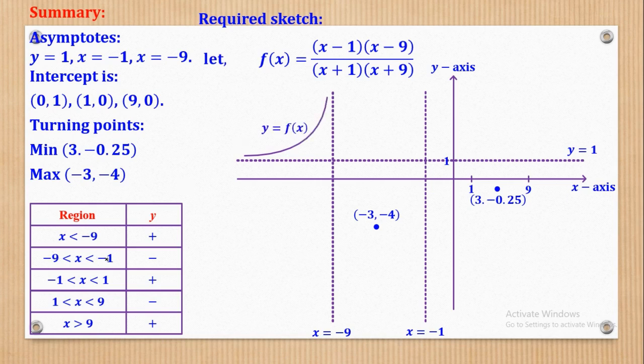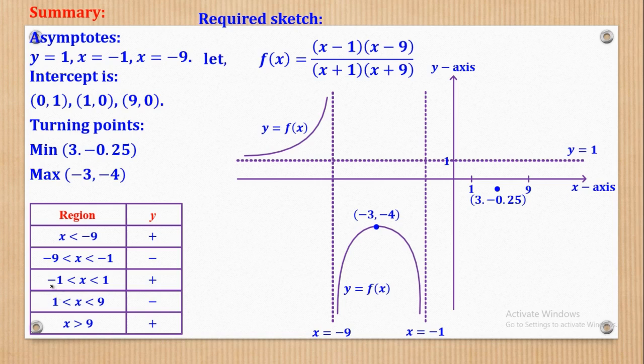Then between negative 9 and negative 1, it is negative. So in this region, it is below the x-axis. And the good thing, this is the maximum point. Therefore, I can just come and draw something in that shape. So let's come and draw it.